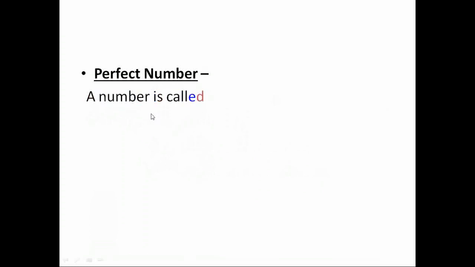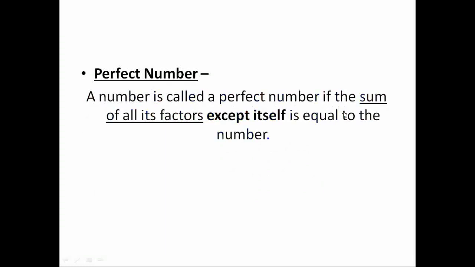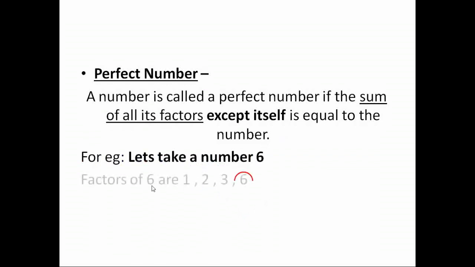Now, perfect number. What is a perfect number? A number is called a perfect number if the sum of all its factors except itself is equal to the number. It will be clear with the help of an example. Let's take a number 6. Let's find out the factors of 6. So factors of 6 are 1, 2, 3, and 6 is the number itself, you can see.